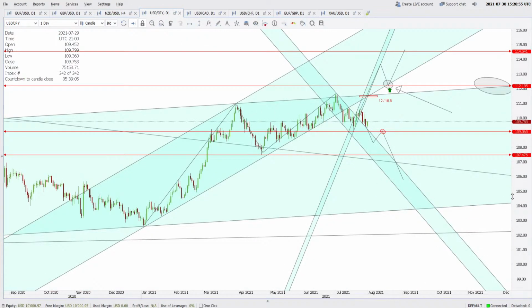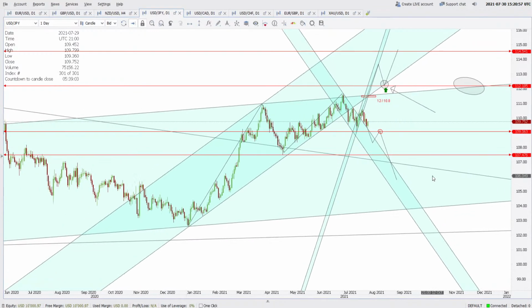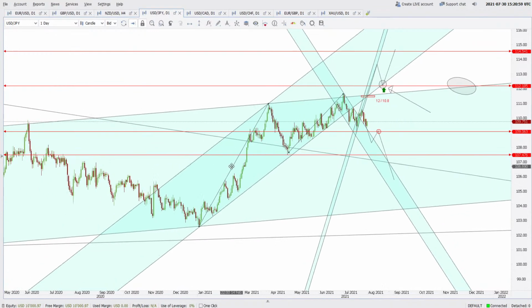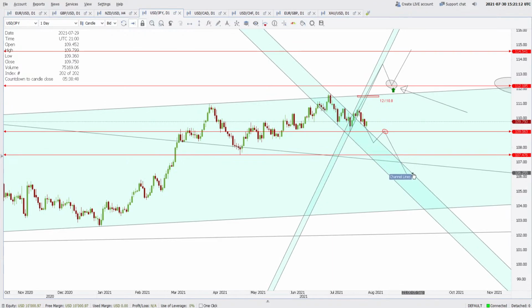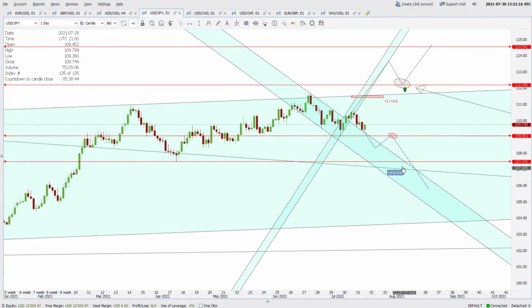On the USD JPY, there is more clutter because we had drawn some things here. Okay, we will just remove them. This channel is not intact because it is broken, so maybe we should now remove this channel. This channel is intact because this resistance line of this channel is continuously acting as a support for the price. This channel is broken.